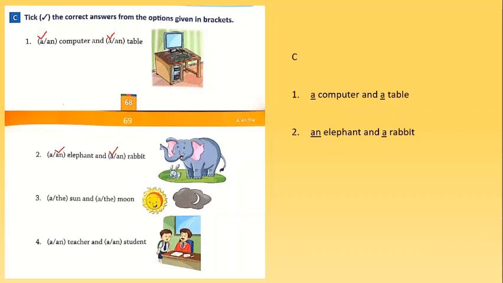Let's move on to the next one, number 3. Here we see sun and we see moon. And what articles do we use for sun and moon? Because they are specific or one of its kind, we use article the. So, the sun and the moon.